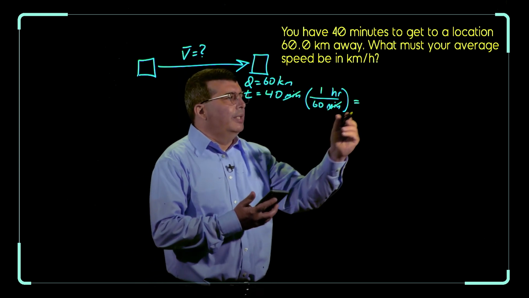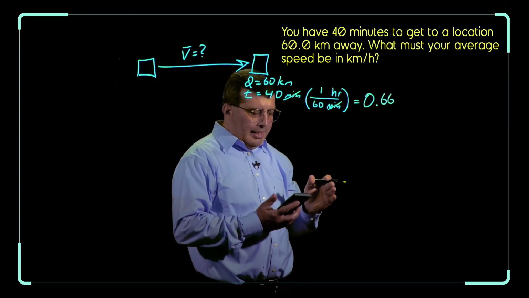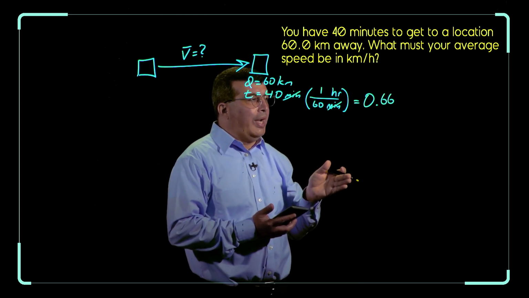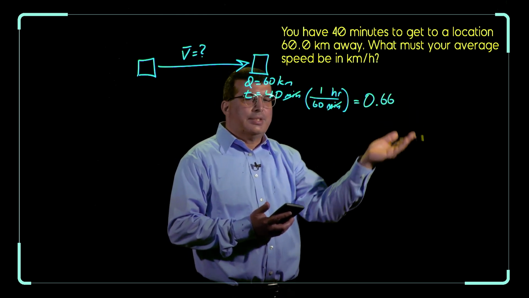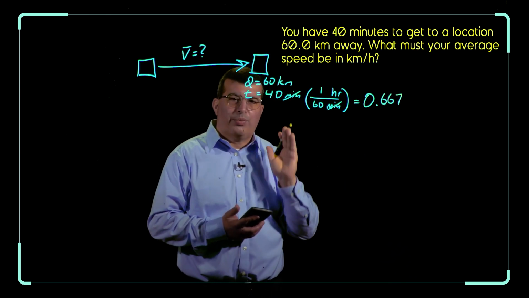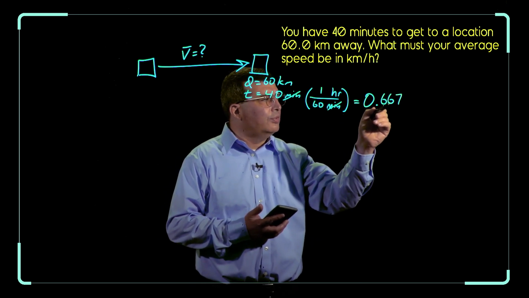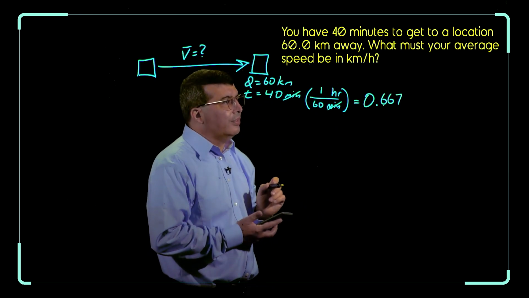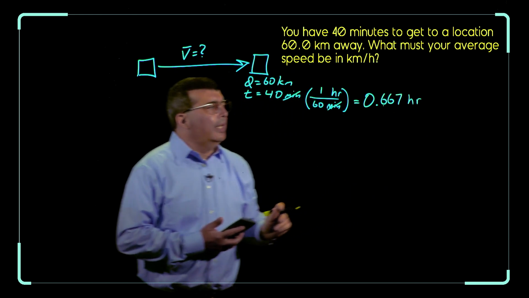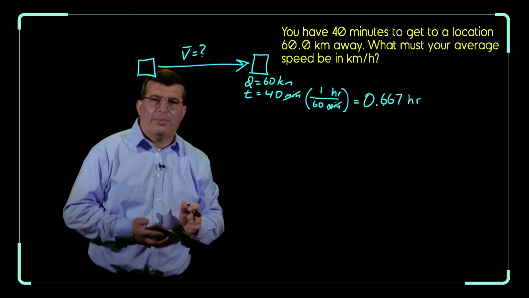That would give me 0.66, and then it's 66, so I'm going to round the next 6 up. So that would be 0.667. So I have 3 significant figures. The 0 is not significant, 1 significant figure, 2 significant figures, 3 significant figures. And so that is 0.667 hours. Now, could I have converted that minutes to hours later? Yes, I could have, but I just got it out of the way right now.